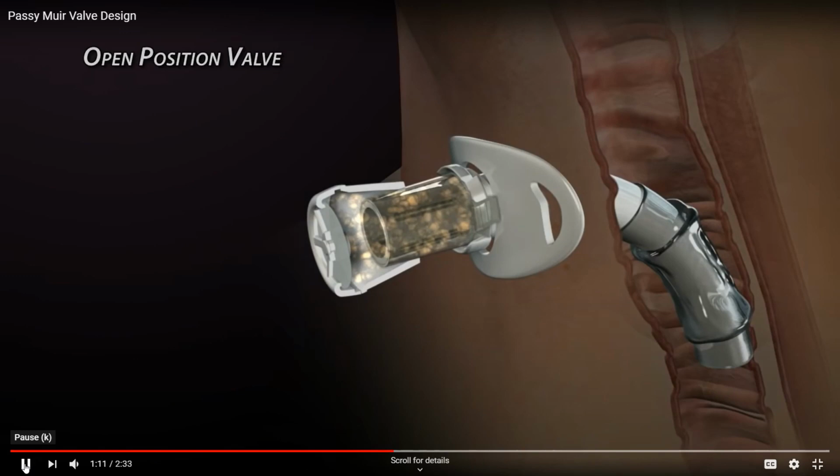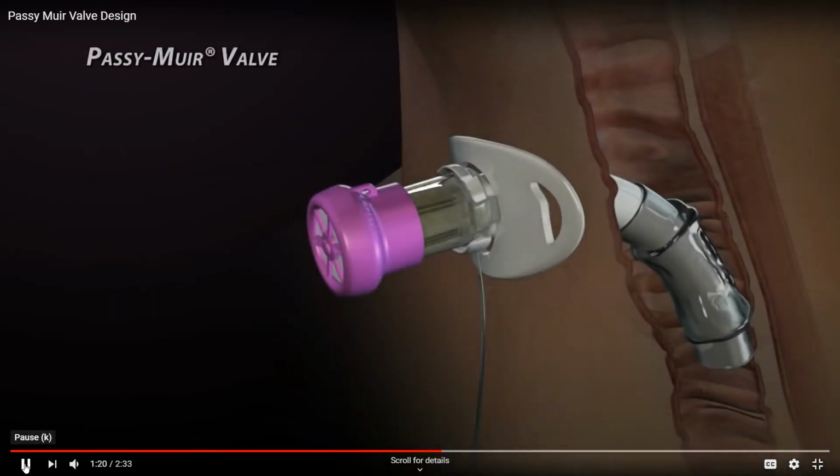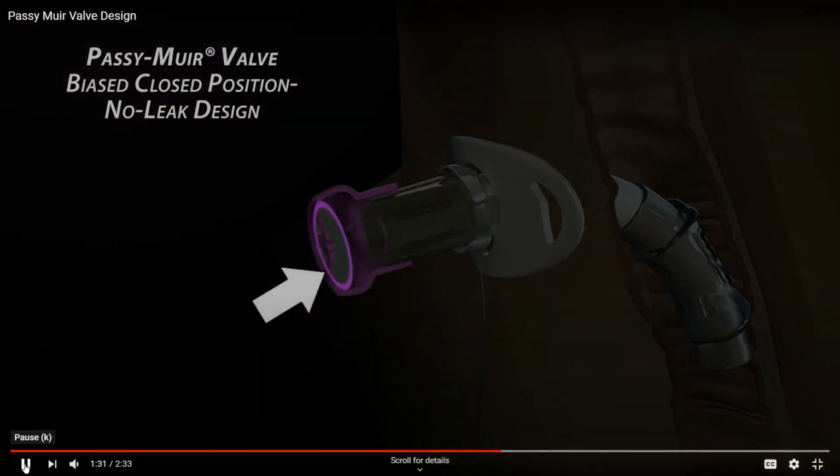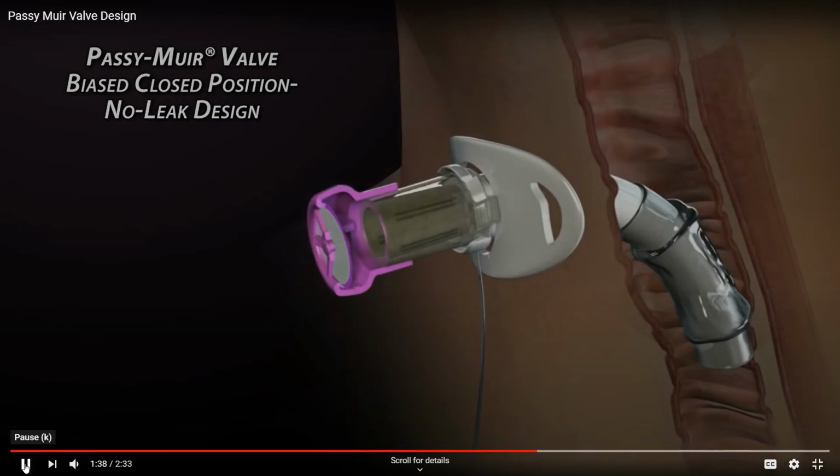The open position valve allows secretions to travel up the tracheostomy tube and potentially occlude the tracheostomy tube in the valve. The Passey-Muir valve has a patented feature that virtually eliminates the possibility of these kinds of problems. This feature creates a closed position, no leak condition. The membrane's outer perimeter is forced to normally be in a state of compression against a lip inside the valve body. In a relaxed state, the valve is completely sealed, not requiring reversed airflow to close it.